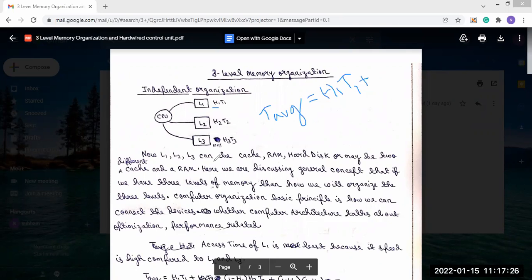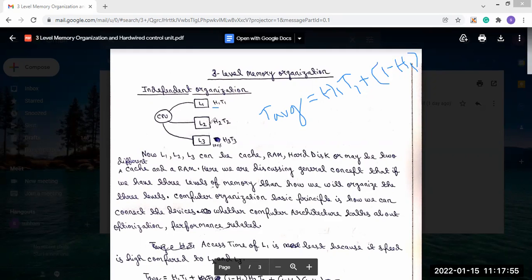If the data is not present in the L1, that means what? A miss has occurred. Now, if the miss occurred, first we have to take the miss. So what is the miss? 1 minus H1. That is the miss concept, because we didn't find the data in the L1.